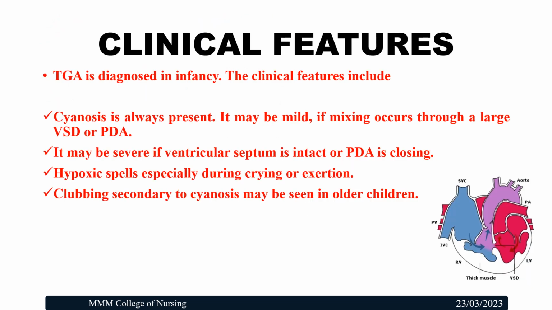Coming to the clinical features, the entire pathophysiology has been changed. So now the child is diagnosed as TGA. The features include cyanosis, which is always present because there is a high degree of mixing of oxygenated and deoxygenated blood. It may be mild if mixing occurs through a large VSD or PDA. It may be severe if the ventricular septum is intact or the PDA is closing.